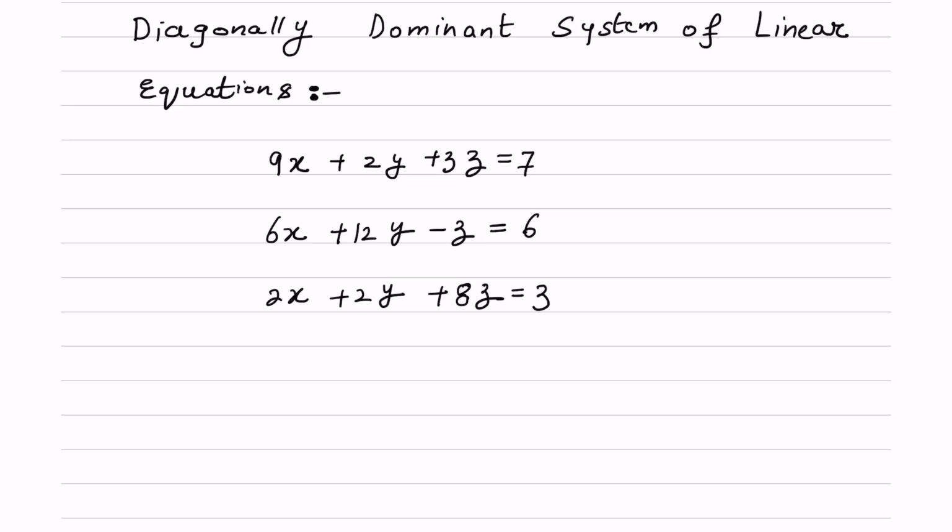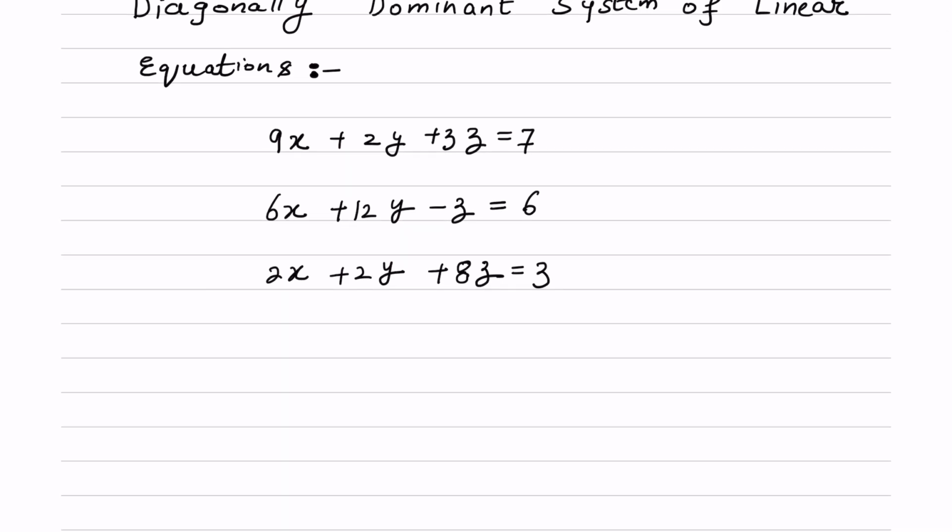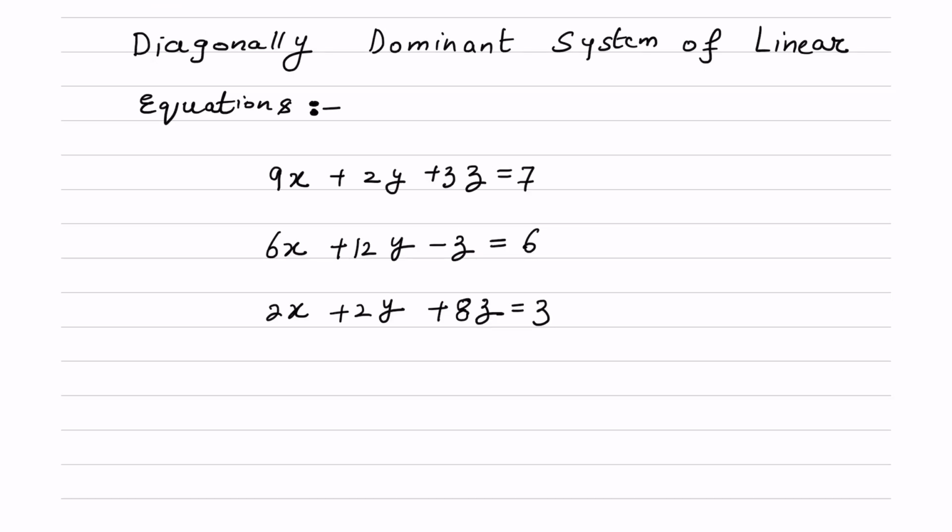So what is a diagonally dominant system of linear equations? We have three equations in variables x, y, z, and all these three equations are linear. And we have to check if this system of equations composed of equation 1, 2, and 3 is a diagonally dominant system or not. Now the system of linear equations is called diagonally dominant if the diagonal coefficients are greater than the absolute sum of the remaining two coefficients in the respective equations.